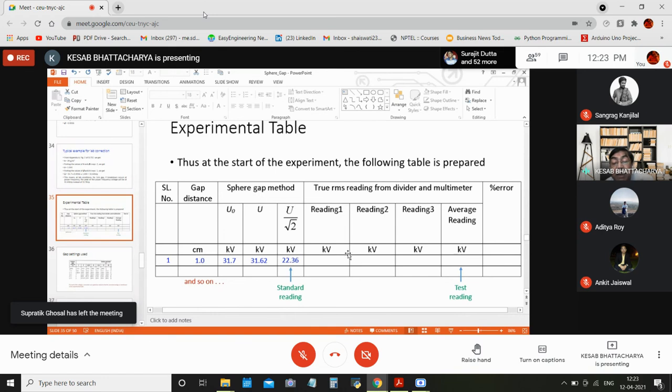And similarly here, as we said, for each gap distance there will be 3 breakdowns. These are the 3 readings, reading 1, reading 2, reading 3, and this is the mean value, which is at current atmospheric condition and RMS value. Then you find out the percentage error like this. Is that okay? Yes, sir.